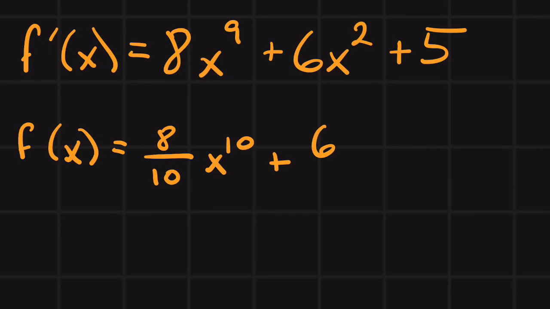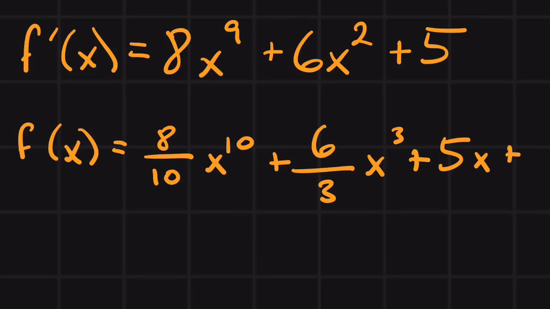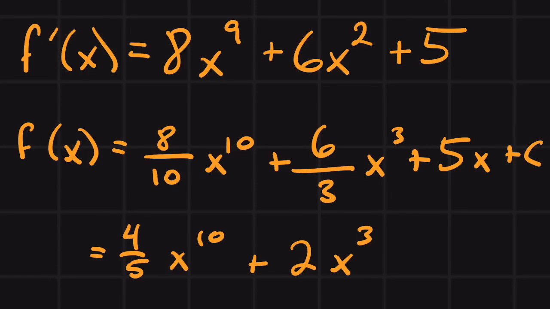The next term has a 6, and then if we add 1 to that exponent, it would become a 3. So we put 3 in the denominator. And then we multiply that with x raised to the 3rd power. We have a constant term of 5, so if you have a constant term, just multiply an x with it, and then write in your plus c at the end. This would simplify to 4/5 x to the 10th power, plus 2 x to the 3rd power, plus 5x plus c.